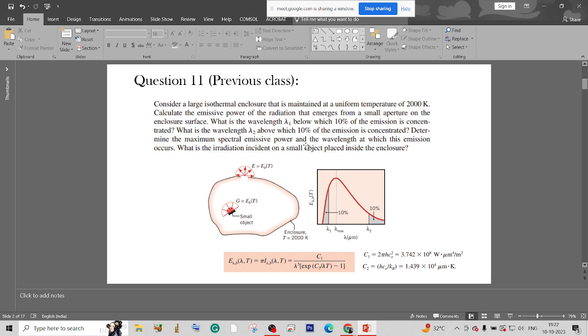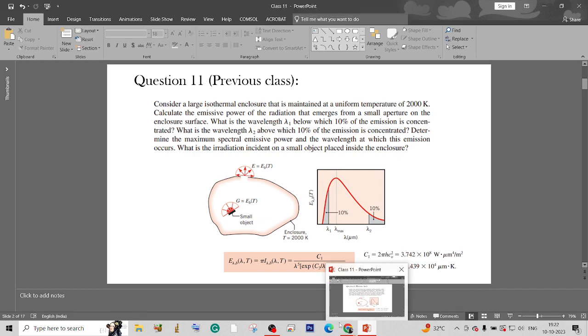What is the irradiation incident on the small object placed inside the enclosure? It will be equal to the radiation emitted by the whole enclosure, all of which falls on that small object. So you can easily solve all of them. I'll give you 5 minutes for solving this. I've already told you how to solve it, and then we'll proceed with the solutions. I'll show you what the values will be.